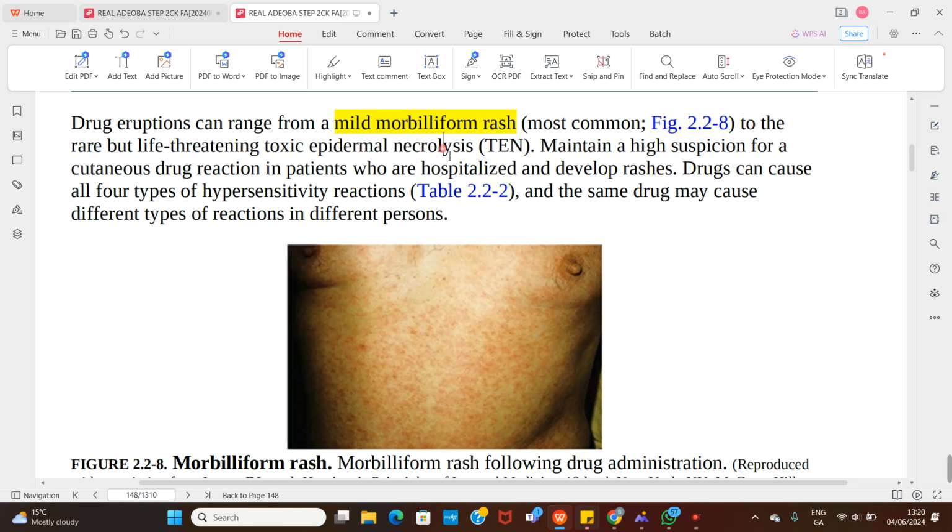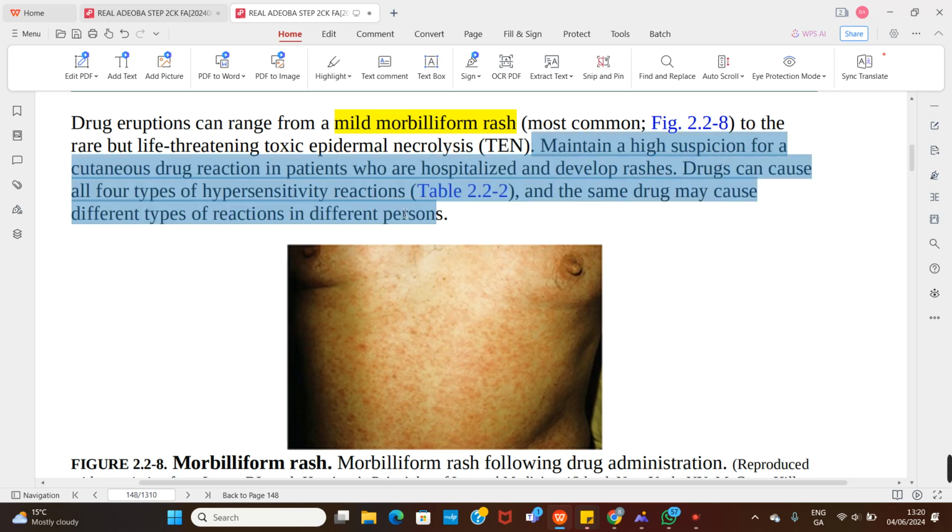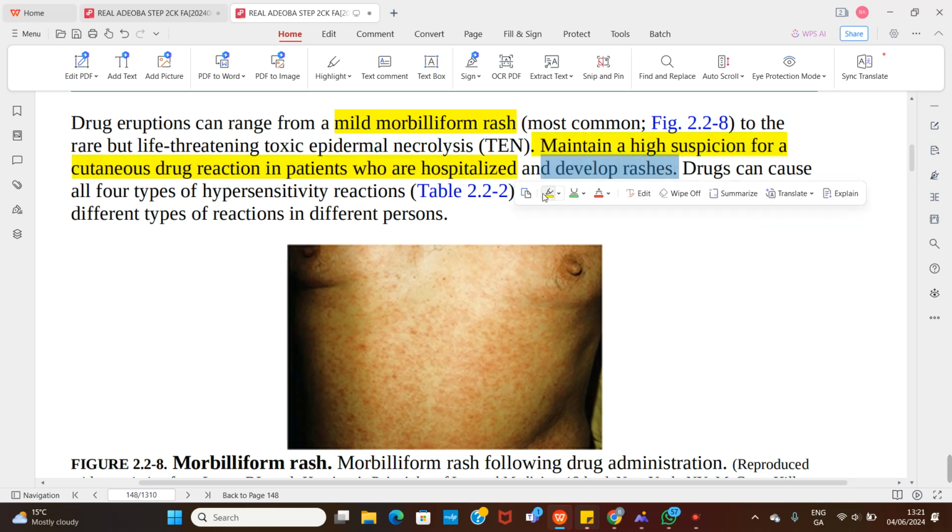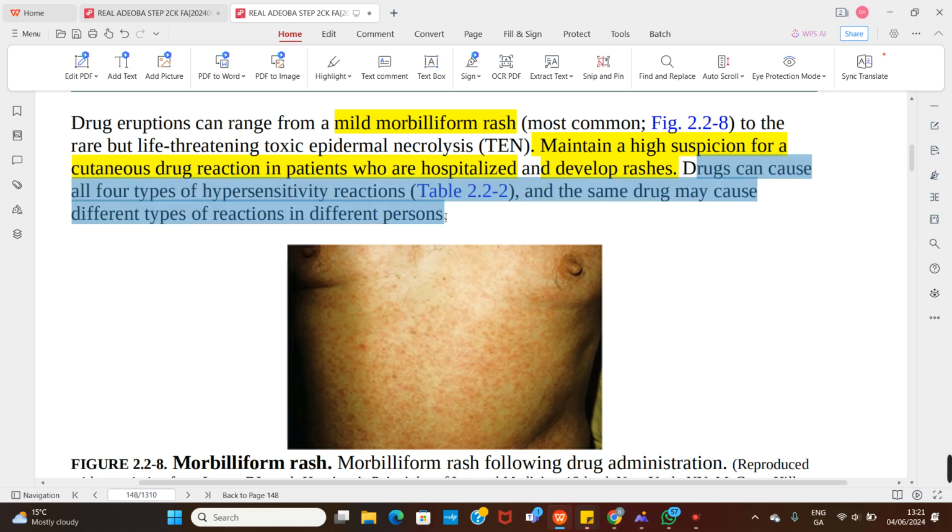So you have to have a very high suspicion of cutaneous drug reaction in patients who are hospitalized and develop a rash afterwards. The timing or the onset of the evolution of the rash tells you if you are dealing with a drug eruption or not, right? And we have to know that drugs can cause all four types of hypersensitivity reaction. All four types. Please don't be surprised. Type 1, type 2, type 3, type 4 can come from drugs.